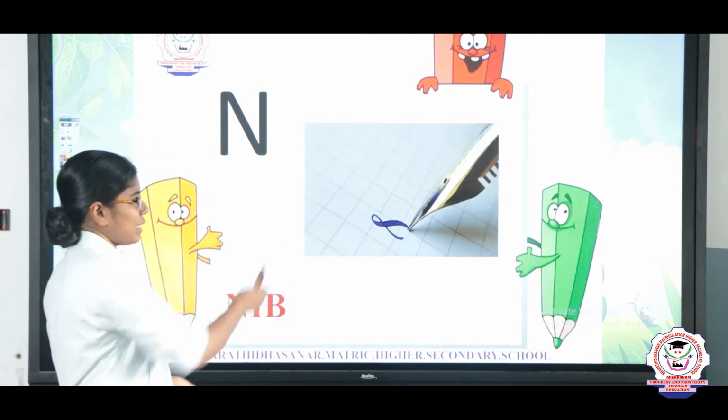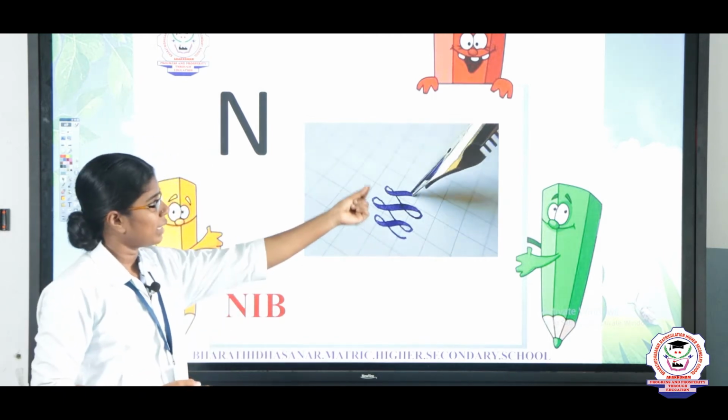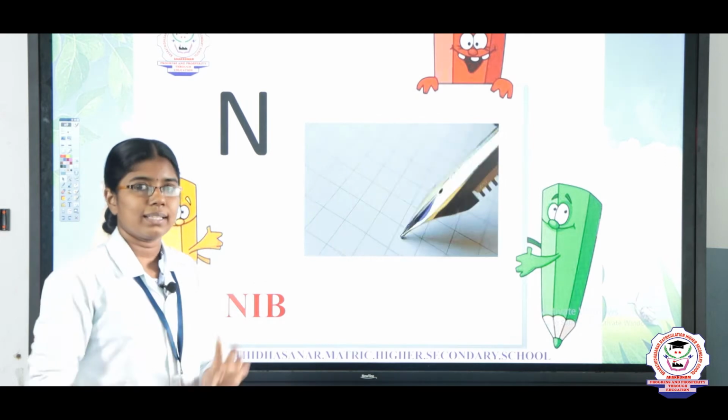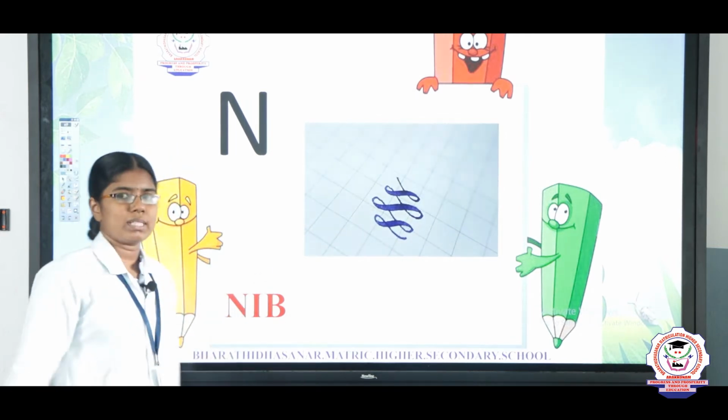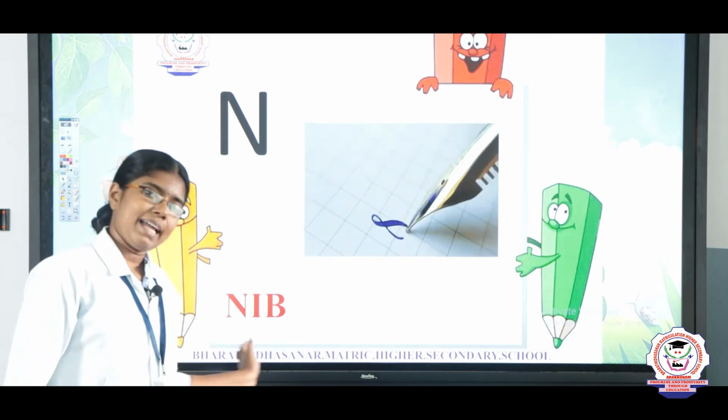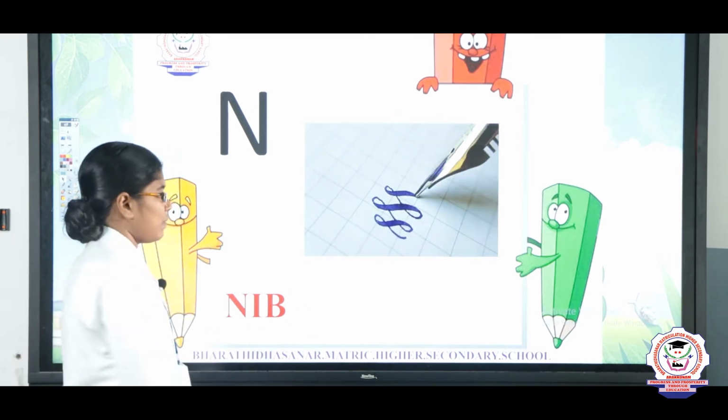Okay. See here, at the corner of the pen, that is nib. Okay. N-I-B, nib. What is the spelling of nib? N-I-B, nib. It's very good.